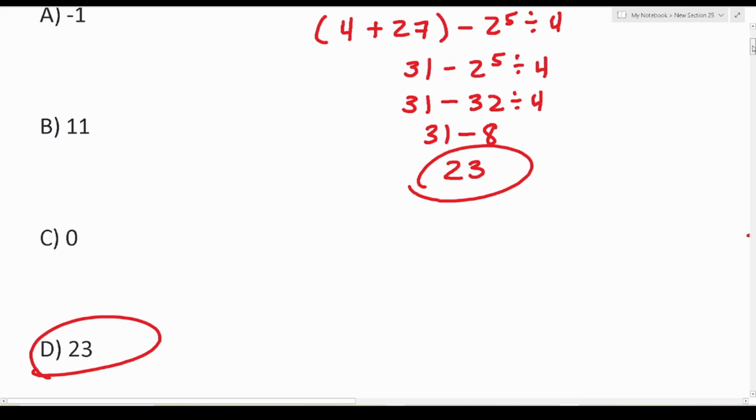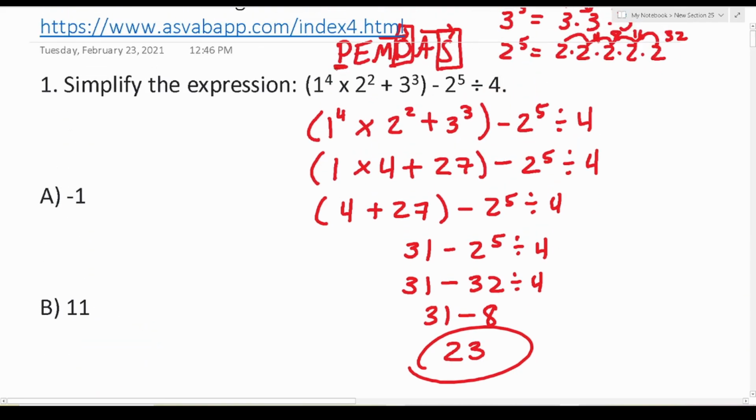You will absolutely see a question involving the order of operations, so make sure you understand how to apply it. Again, chances are you're not going to see this exact question, but you will see a question that's very similar. So just keep that in mind.